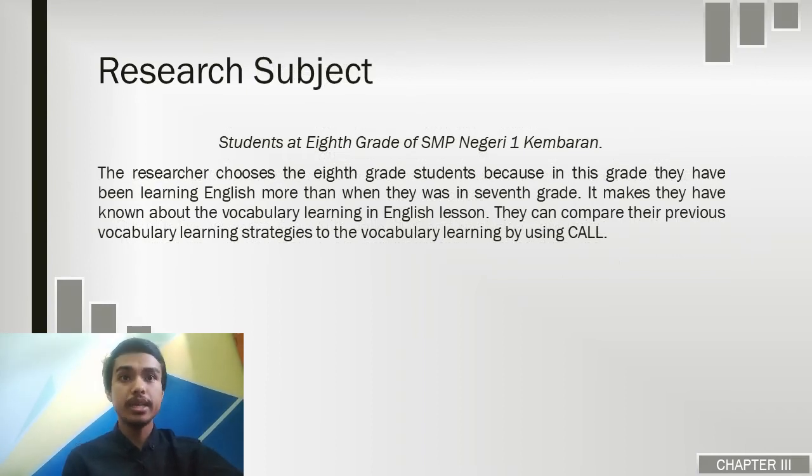And then in part B, research subject. The subject of this research is students in eighth grade of SMP Negeri 1 Kembaran. The researcher will observe a class from this school. The researcher chooses eighth grade students because in this grade they have been learning English more than when they were in 7th grade. It makes them know about vocabulary learning in English lessons. Hopefully later they can compare their previous vocabulary learning strategies to vocabulary learning by using CALL.